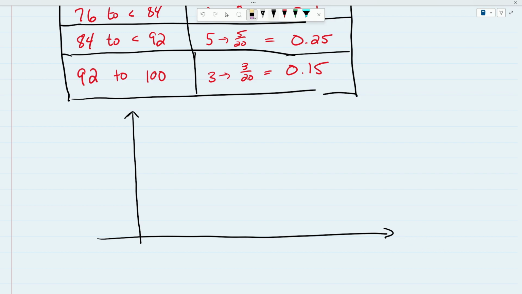You know what? Let's make this better. I'm going to call it just class boundaries. I think that's better. Okay? And the y-axis will always be the relative frequency.